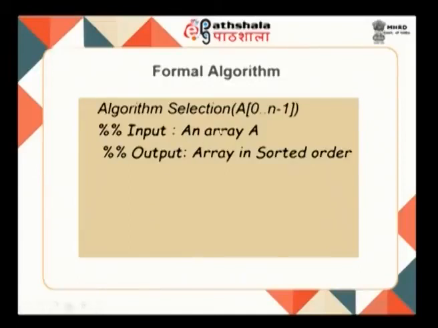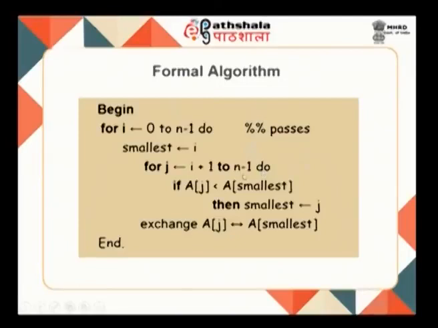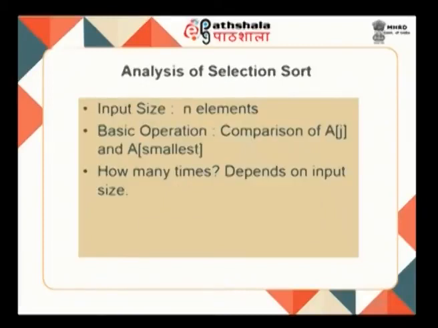Now we can conceptualize everything into a formal algorithm. This is the algorithm name, this is the list, and the output we have to generate is in sorted order. I am starting a loop for the passes. I take the index i as the smallest one, then I start the loop. I keep on finding the smallest one, and the smallest one is exchanged with A of j. As in the numerical example, we keep on swapping till we get an array that is in sorted order.